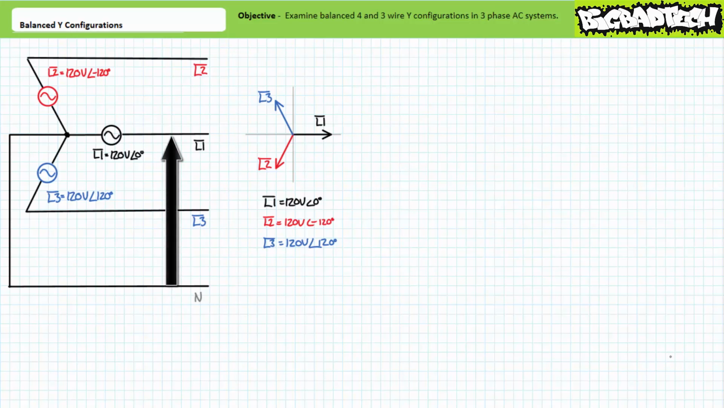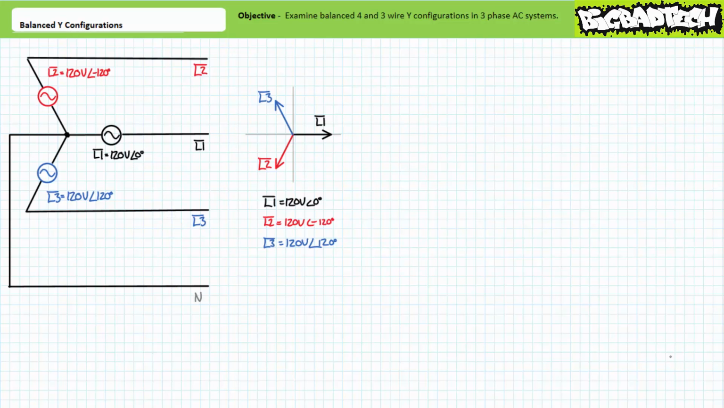Between L1 and conjoined neutral terminal N, there is a differential of 120 volts at an angle of 0 degrees. Similarly, between L2 and N, there is a differential of 120 volts at an angle of negative 120 degrees. And finally, between L3 and N, there is a differential of 120 volts at an angle of 120 degrees.